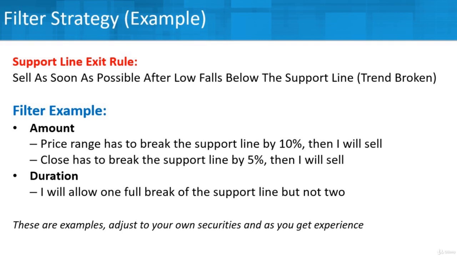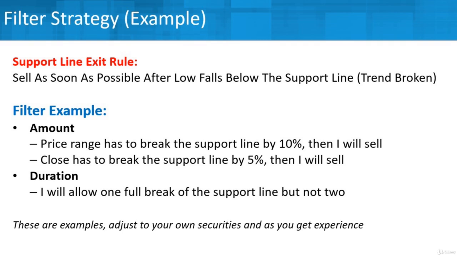So you're not selling exactly at that point. You're trying to give yourself a little bit more to see if it might be a false or temporary breakout. So a way you could do that is to say, okay, I know the support line exit rule says I should sell as soon as it breaks that support line. But I'm going to have an amount type rule, something like, I'm going to say the price range has to break the support line by 10%, then I will sell. So it's not simply enough that it breaks it, it's got to do it significantly enough, by 10%.